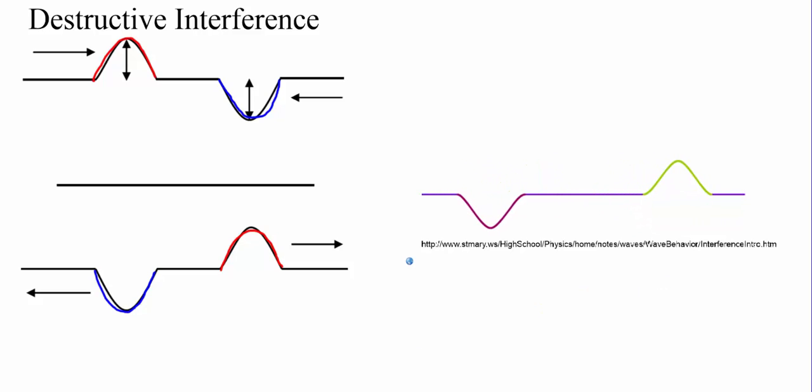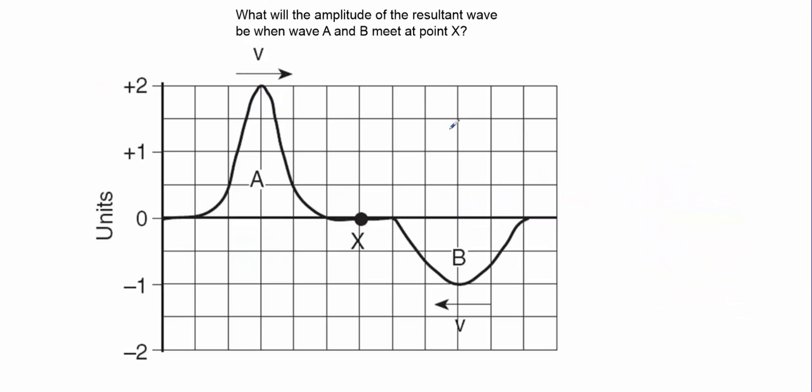All right, and let's just do one brief example of somewhere in between. This is what we'll call partial destruction, where they're not going to completely cancel each other out. So let's think about it. What would happen when A is on X and B is also on point X? What would the resulting amplitude look like?